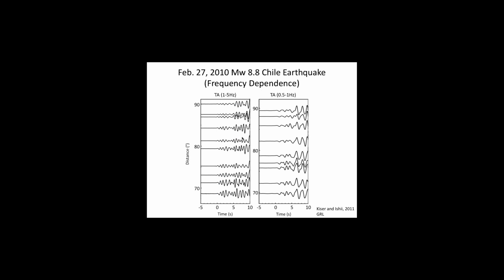Okay, so those were the back projection results using data filtered between 1 and 5 hertz. You can also do the back projection results for lower frequencies. The main trade-off here is that as you go to lower frequencies, you begin to lose resolution, but you can also see some interesting things about the rupture by doing this. So next I'm going to show you the back projection results using data filtered between 0.5 and 1 hertz, so slightly lower frequencies.